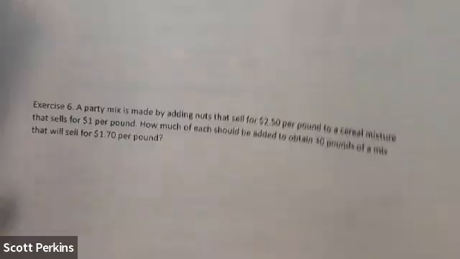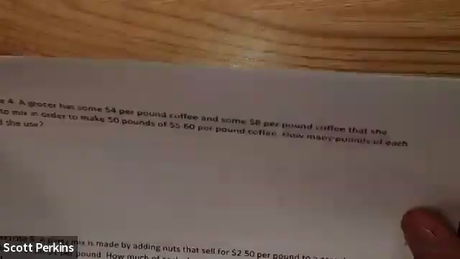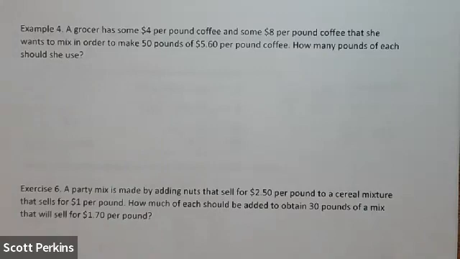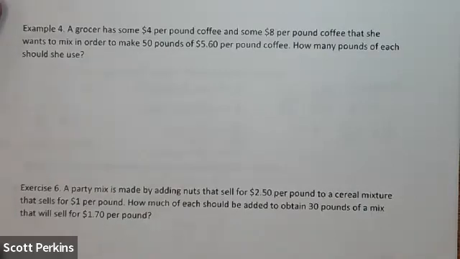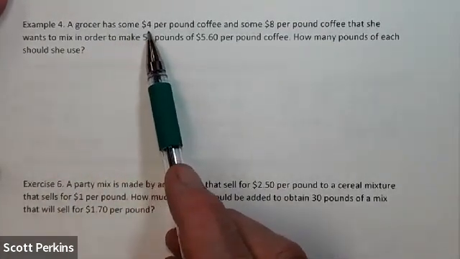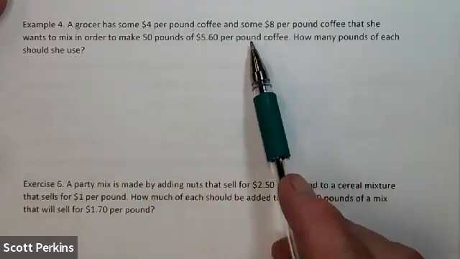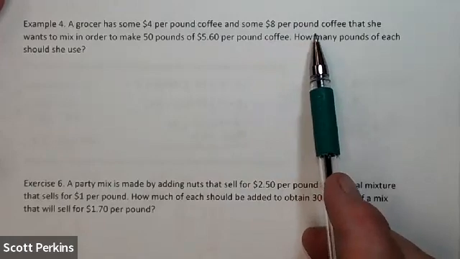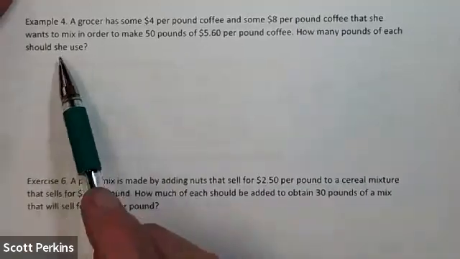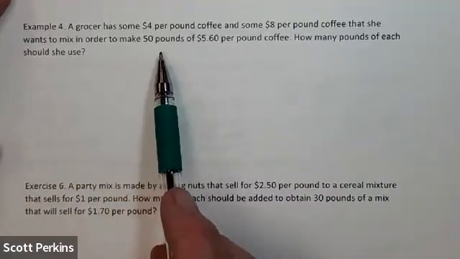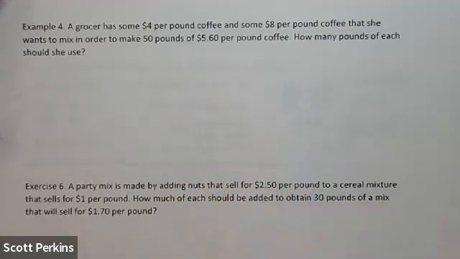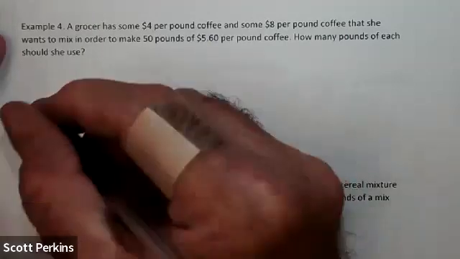It's another mixture problem, but this time it's not with percents, it's a mixture problem with money. But it works the exact same way as what we just did. There's going to be no real difference. In example 4, we've got a grocer, and she has some $4 per pound coffee and some $8 per pound coffee. She wants to make a mix that's right in the middle price-wise of both of those. She wants to mix these two coffees in order to make 50 pounds of a $5.60 per pound coffee. How much of each does she have to add in order to accomplish this? So again, I'm going to draw my boxes.